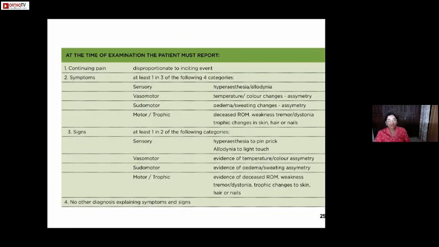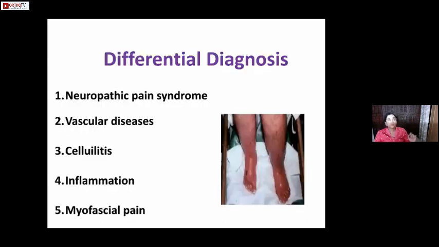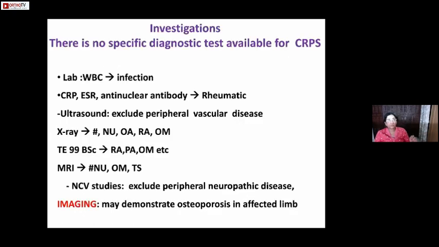So there are Budapest diagnostic criteria to diagnose CRPS. Patients should have continuing pain disproportionate to the inciting event, and at least one symptom should be positive of the 3 of the following categories, that is hyperesthesia, allodynia, temperature, sweating changes, decreased range of motion, and so on. And at least one sign should be positive of the following 2 categories, and no other diagnosis should be there. So we have to rule out vascular diseases, cellulitis, infection, inflammation, neuropathic pain syndrome, or myofascial pain.